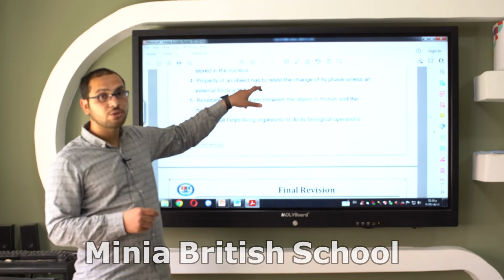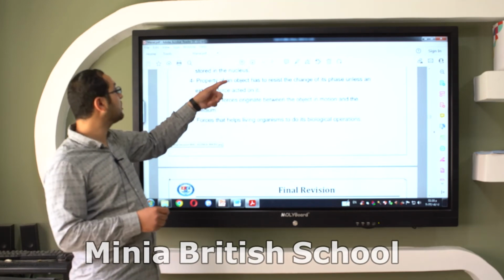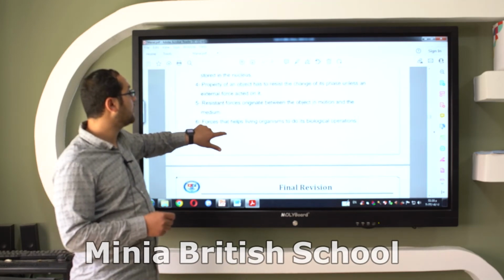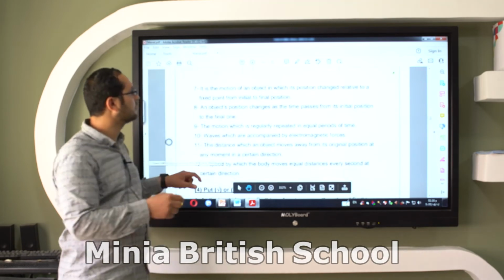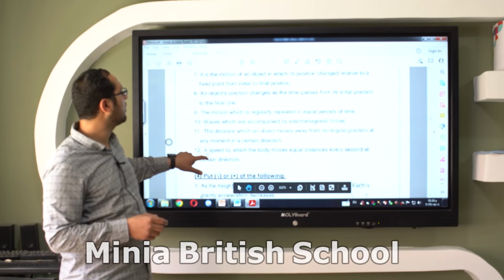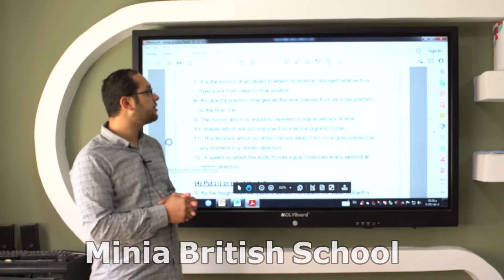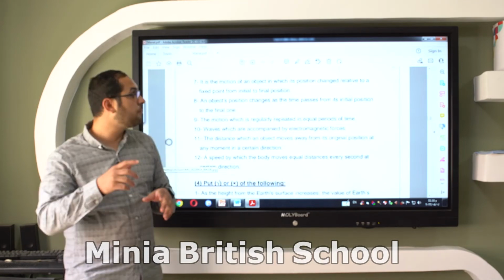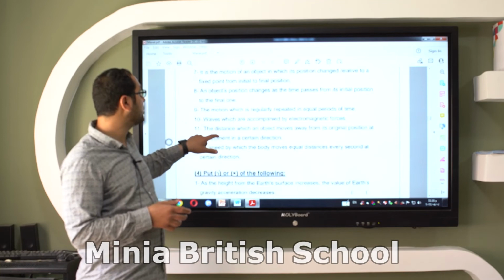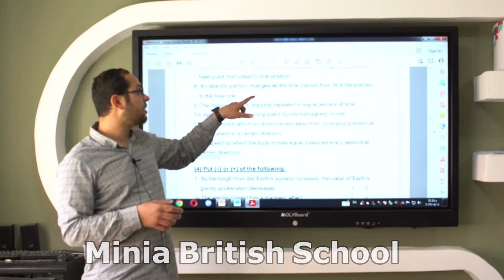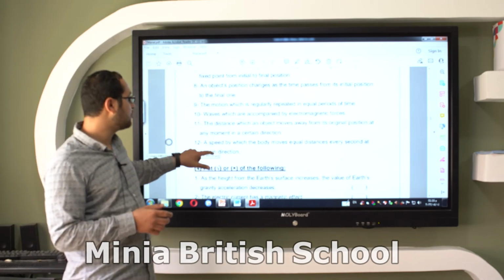Okay, number 5, this is the friction force, and number 4, this is the inertia. Number 7: the motion of an object in which the position is changed relative to a fixed point, from initial to final position. This is the relative motion. An object's position changes as time passes from its initial position to the final one. This is the transitional motion.